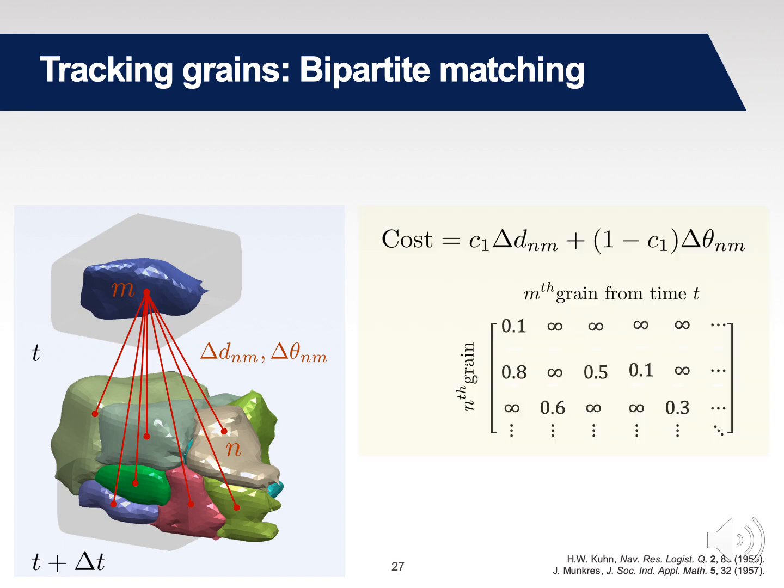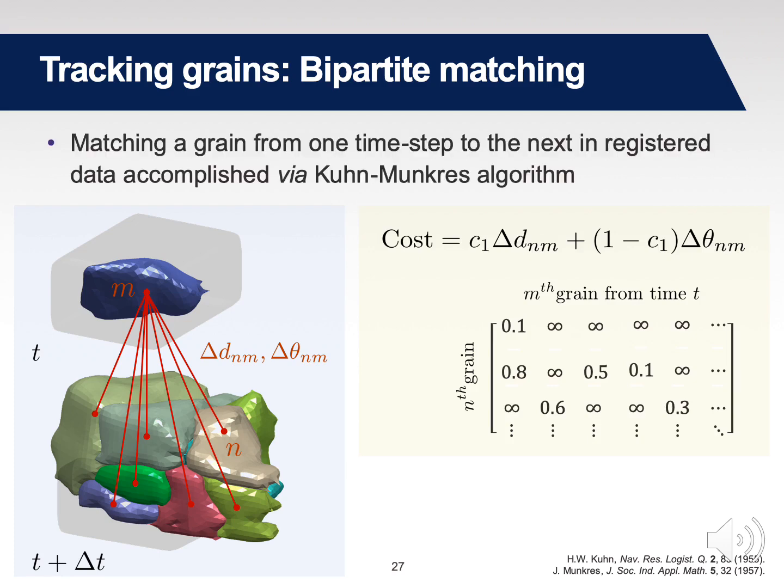And so this allows us to formulate a cost function and solve a matching problem where we're matching one grain from one time step to another grain at a subsequent time step, which we accomplish through the Hungarian algorithm, otherwise known as the Kuhn-Munkres algorithm. And so we solve this combinatorial optimization problem in polynomial time.